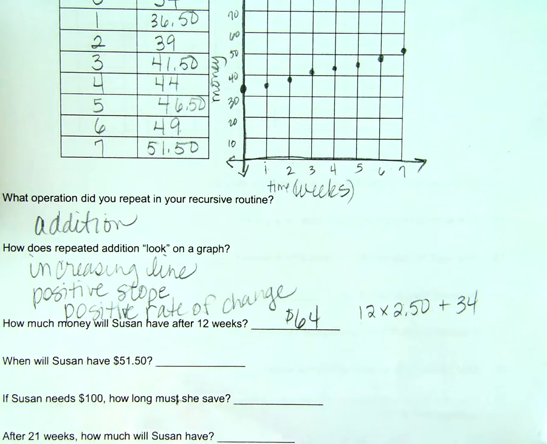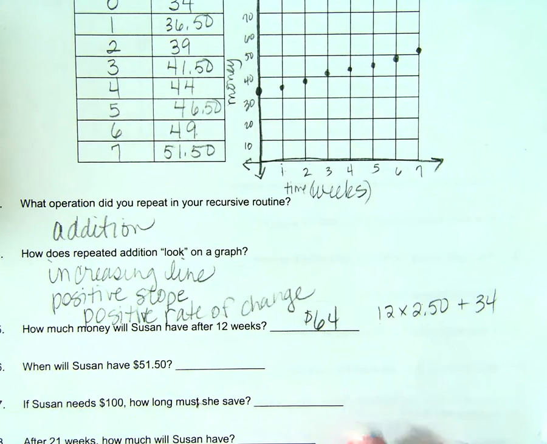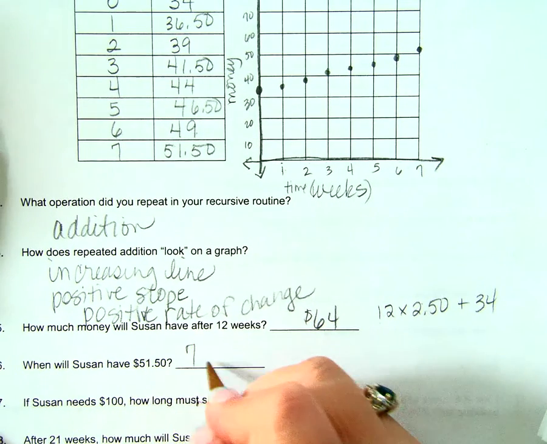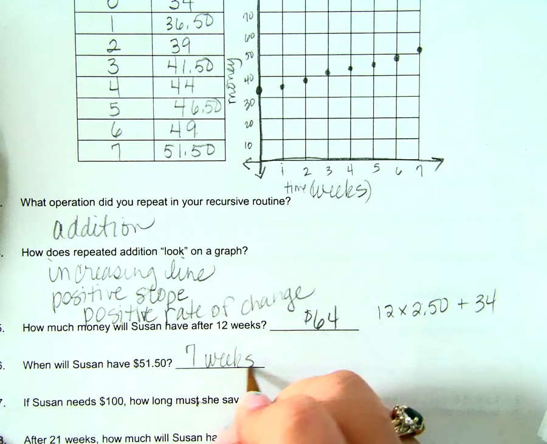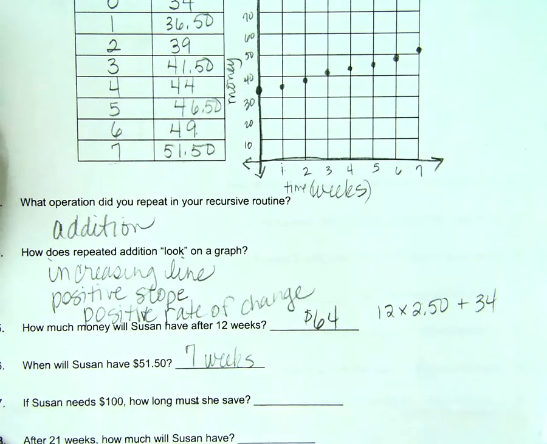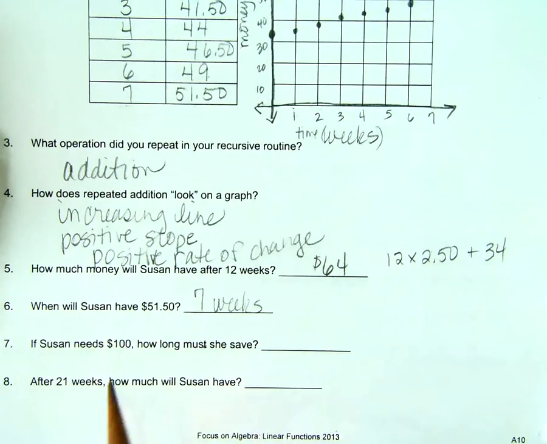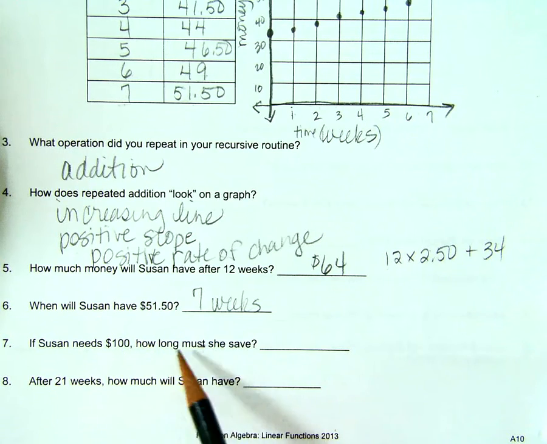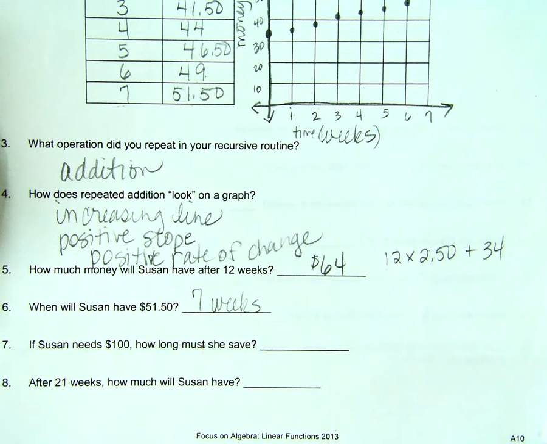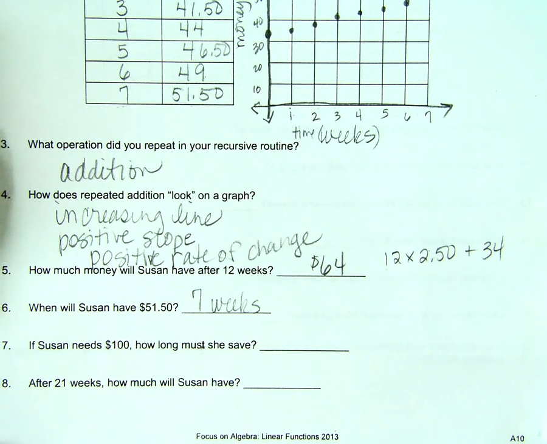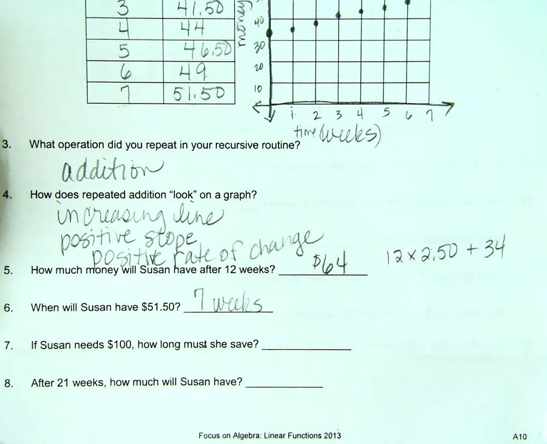When will Susan have $51.50? 7 weeks. And how do you know that? Yeah, we read the table. Okay? If she needs $100, how long must she save? I want you to work on this for a second. Some of you already have the answer, and I appreciate that. But I want you to work on this for a second. If Susan needs $100, how long must she save?